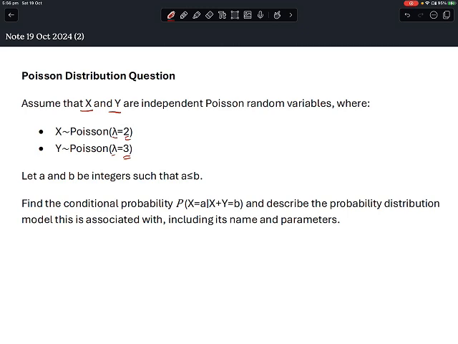We are tasked with finding the conditional probability that X is equal to a, given that X plus Y equals b, where both a and b are integers and a is less than or equal to b. We also need to describe the type of probability distribution associated with this result and identify its parameters.